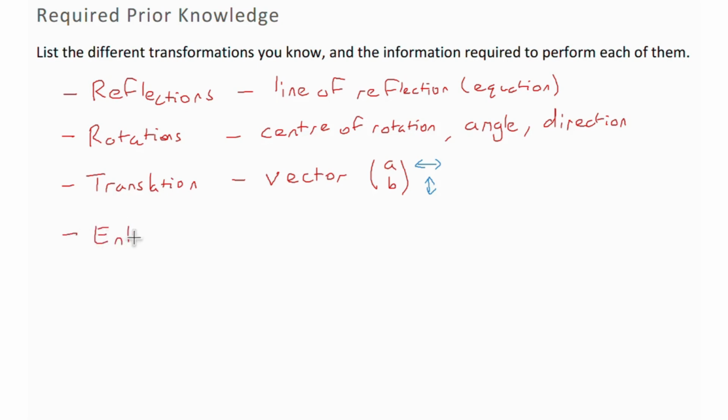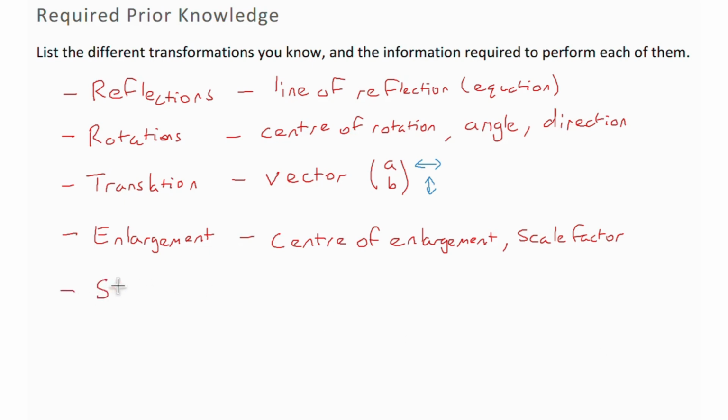You might have come across an enlargement, which is when a shape is made bigger in all directions. For that, we need a center of enlargement, which is where we are enlarging it about, the point that every point is getting further away from. And we need a scale factor. Scale factor is how much bigger it is getting. So 2 to get twice as big, or a half to get half as big.